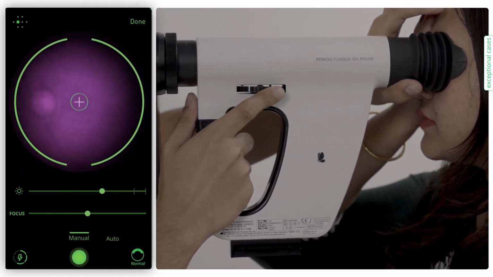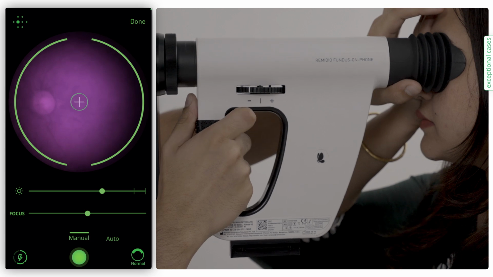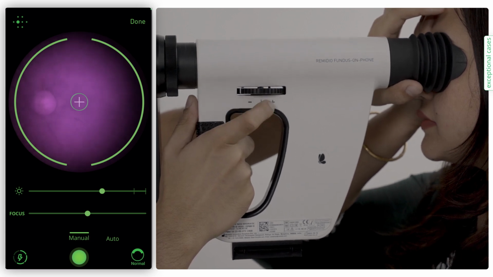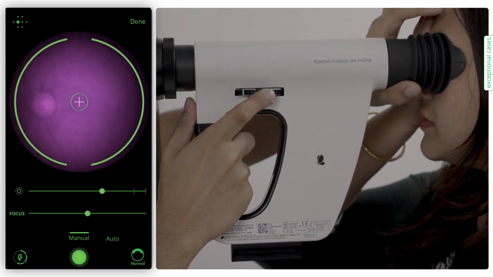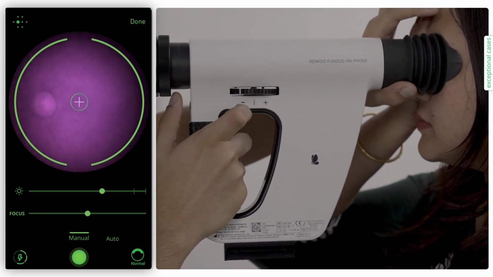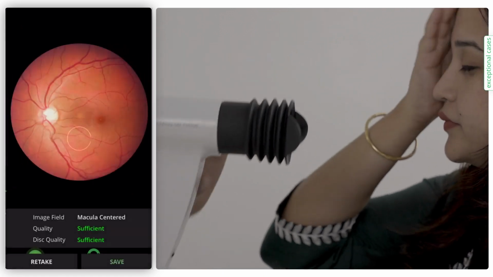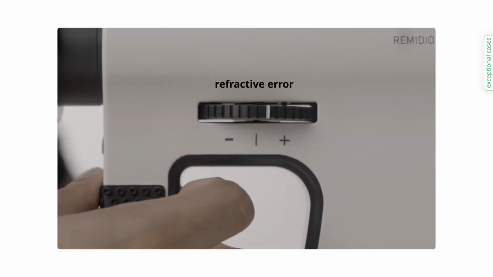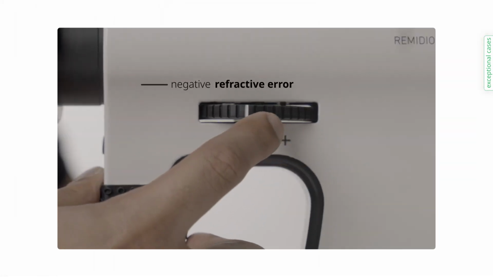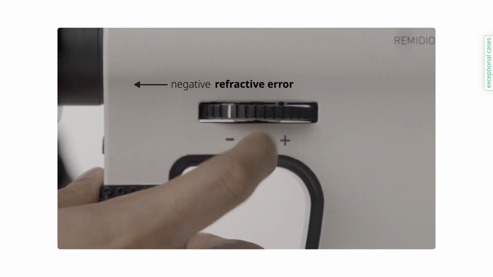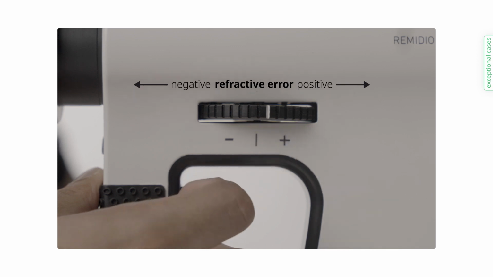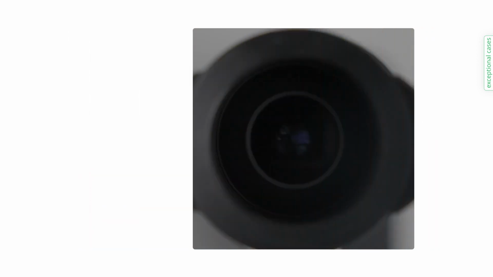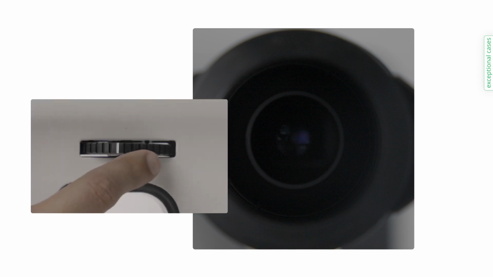Once the pupil has filled the large green circle and the retina is visible, you can adjust the focus wheel in small increments. Once the retina is in focus, click. If refractive error is negative, move the focus wheel to the left. If refractive error is positive, move the focus wheel to the right. Then ask the patient if the fixation point is getting clearer and make small adjustments until it is clear.